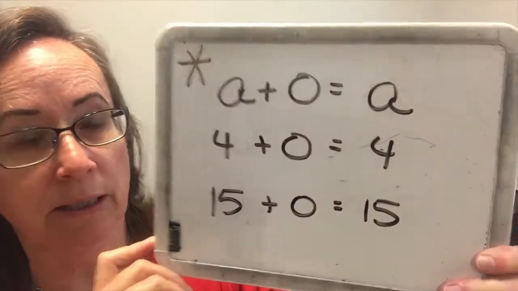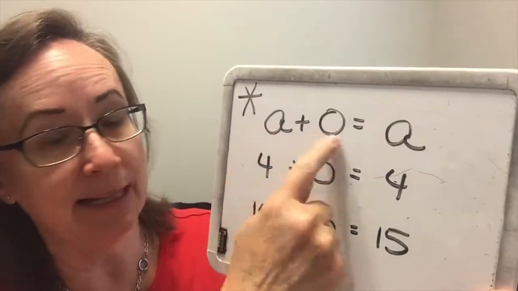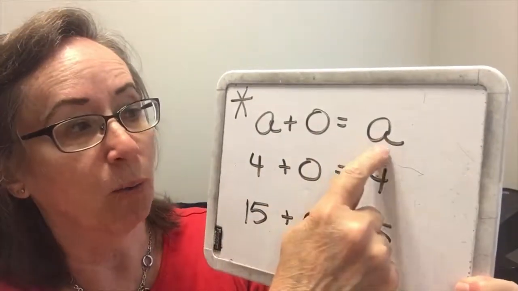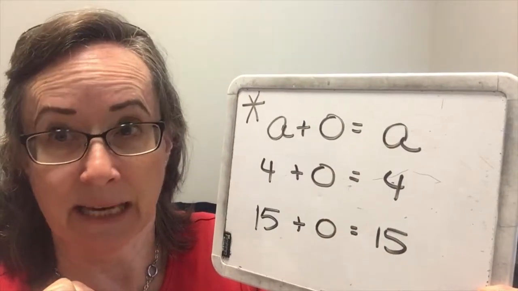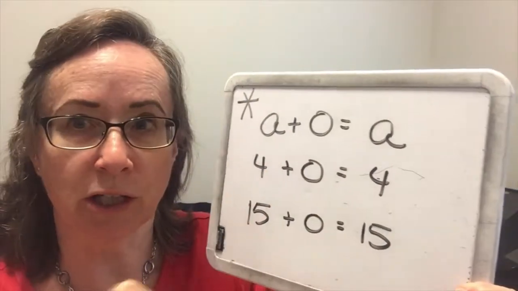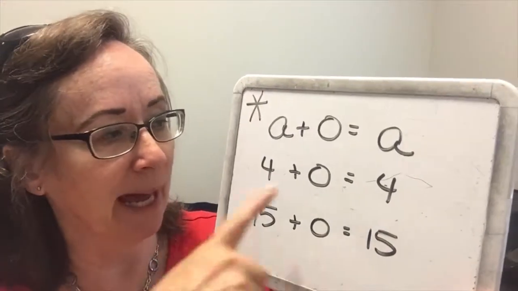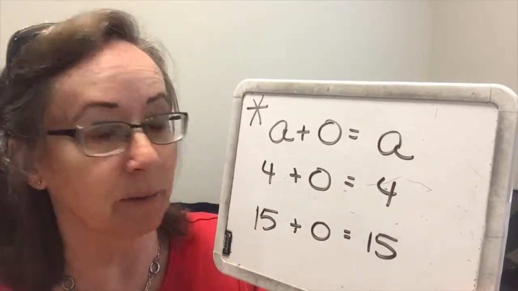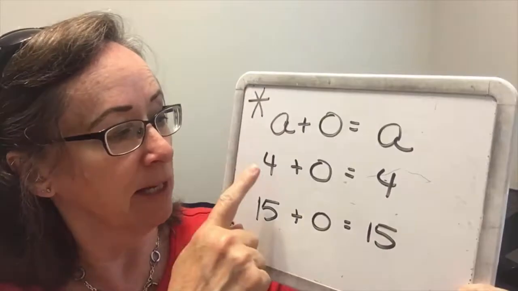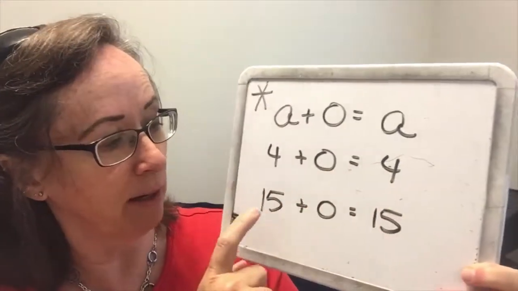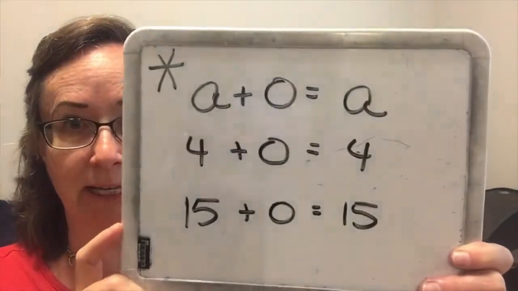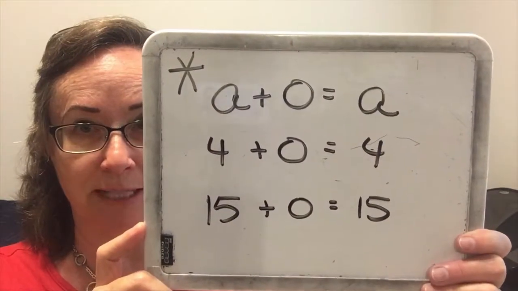We should also take note of a special rule. Anytime we add a 0 to any number, we get the same number. This, you'll learn a little bit later, is called the addition identity property. When we add 0 to any number, we get the same number we started with. So 4 plus 0 is 4, 15 plus 0 is 15. Adding 0 leaves the number the same.